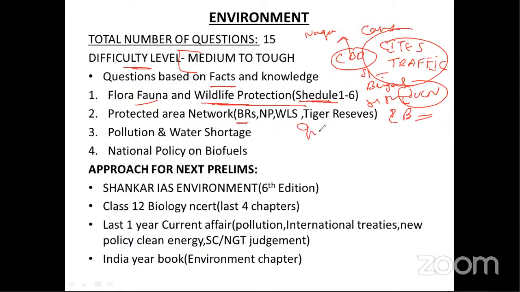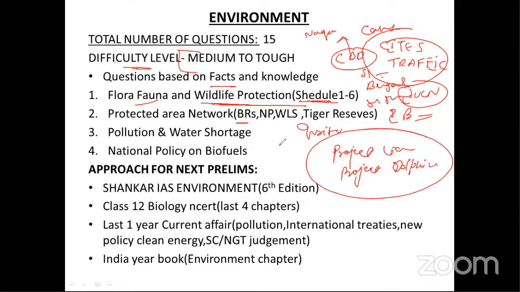These are all called in situ conservation, which is one way of conserving biodiversity on site, in their natural habitat. So biosphere reserves, national parks, wildlife sanctuaries, tiger reserves, elephant reserves. The government already started Project Lion in 2020. Although there was no question from Project Lion and Project Dolphin, these are new initiatives by the government. So maybe next year they can ask a question about what Project Lion and Project Dolphin are.